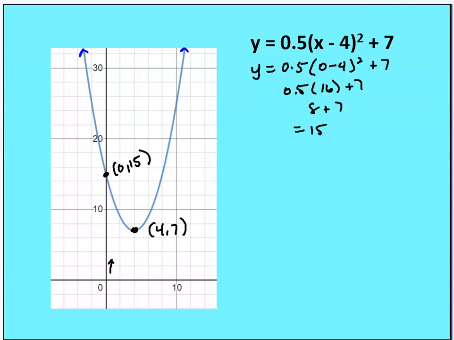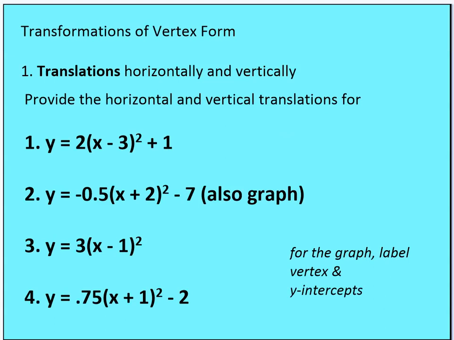Okay, so this brings us to our first classwork problem, 2.1.1. I'm going to give you a similar set of problems, with a similar request. You're going to find the vertex or the horizontal and vertical translations, and then for number 2, you're also going to graph that. So please pause the video here so you can take care of that. And then we're going to move on.